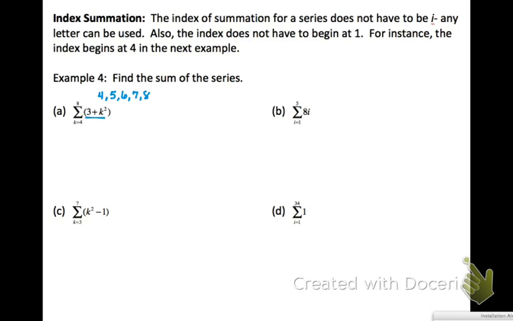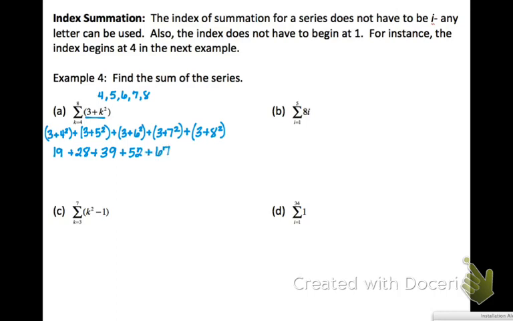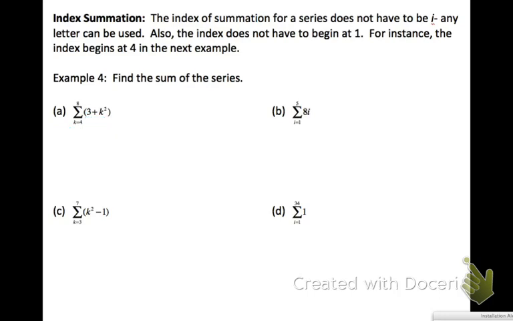So I have 3 plus 4 squared plus 3 plus 5 squared plus 3 plus 6 squared plus 3 plus 7 squared. I'm going to run out of room here. Plus 3 plus 8 squared. And we're just going to work all of that out. 3 plus 16 would be 19. 3 plus 25 would be 28. 3 plus 36 would be 39. 3 plus 49 would be 52. And 3 plus 64 would be 67. And then you would add all of that up.